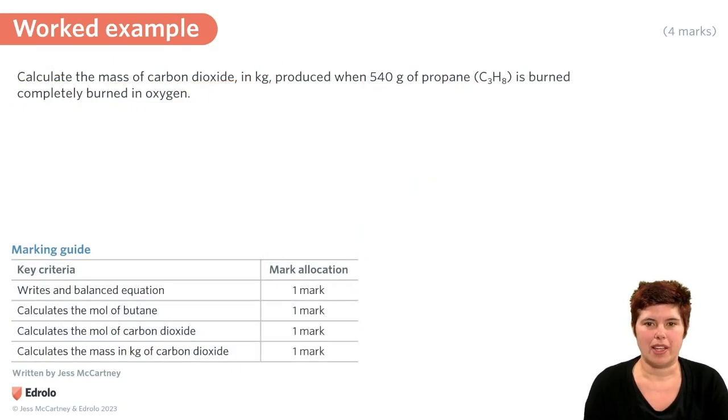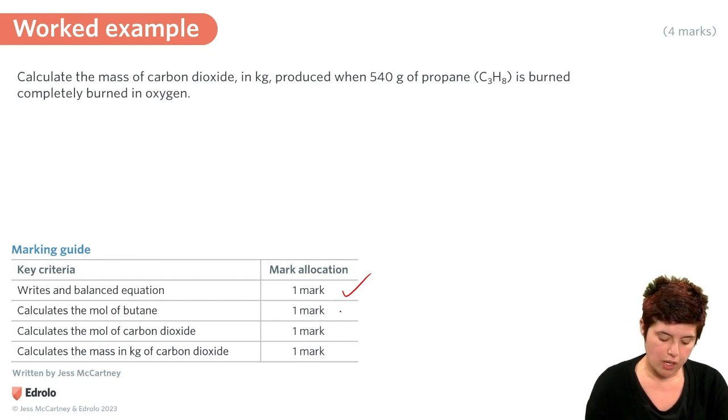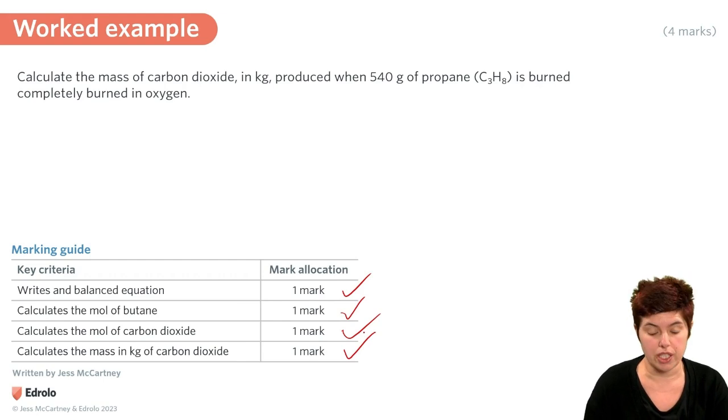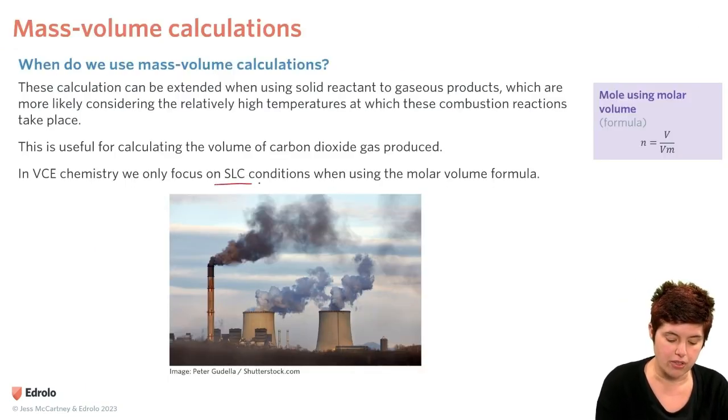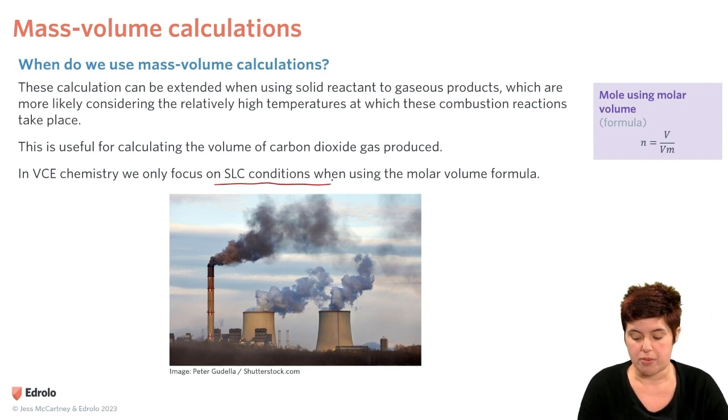So when we're looking at the marking guide for this, you do get 1 mark for writing the balanced equation. You only get the mark there if you have to write an equation. So if the equation is given to you, this mark will obviously not be there for the stoichiometric calculation. You get 1 mark for calculating the butane or the known, 1 mark for calculating the mole of carbon dioxide, and that is with your stoichiometric ratio, and then 1 mark for calculating the mass of carbon dioxide, but only in kilograms. So if you only went to grams and did not convert to kilograms, you would not get that last mark.